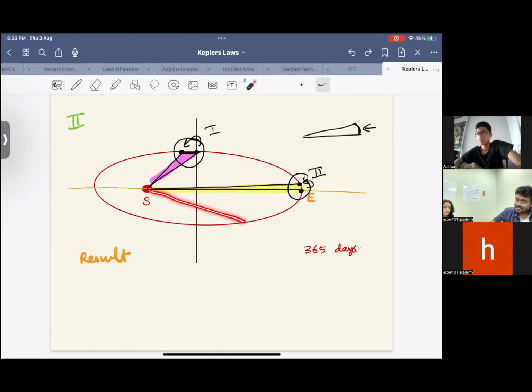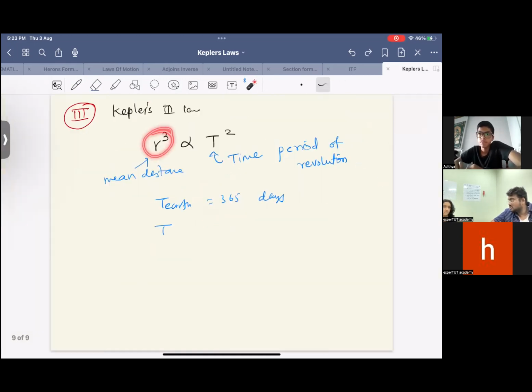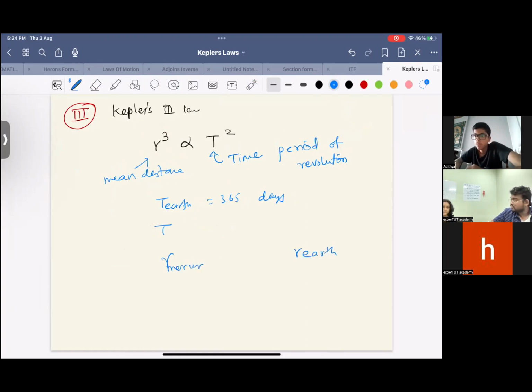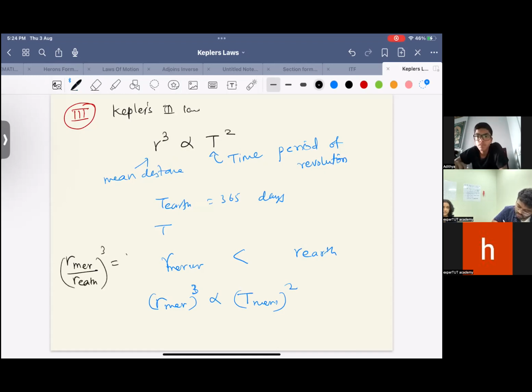That distance is called r, the mean distance. For different planets, this is different. For example, r Mercury and r Earth, which is bigger? Earth is bigger, right? And basically this says that r Mercury cube is proportional to T of Mercury square. This equation also says that r Mercury by r Earth, the whole cubed, is equal to T Mercury by T Earth, the whole squared. Okay, understood? Write this.